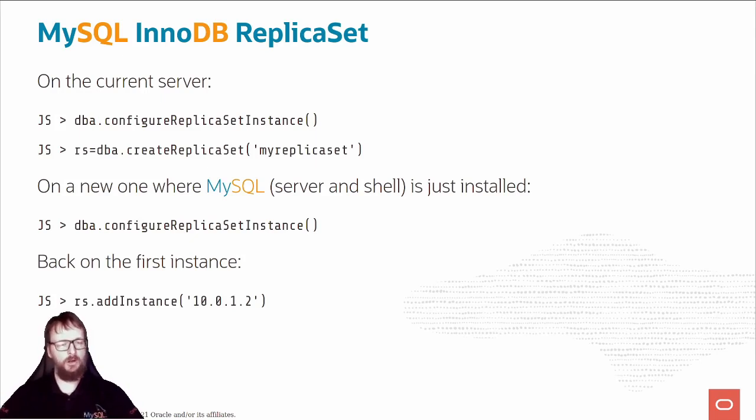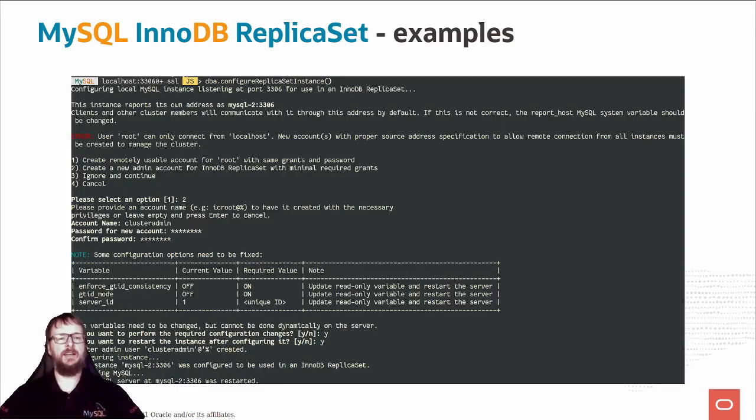So when on the new instance you do configureReplicaSetInstance, this is what we have. It says, okay, we want to configure it. It's a bit small on video for sure, but you will have the slides also. So it says, okay, which user, what do you want to do with the user?